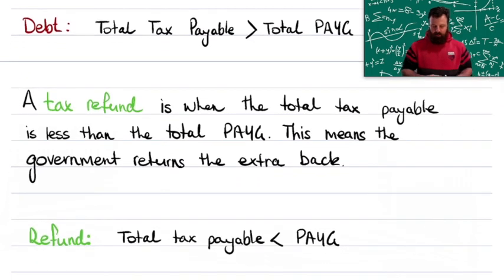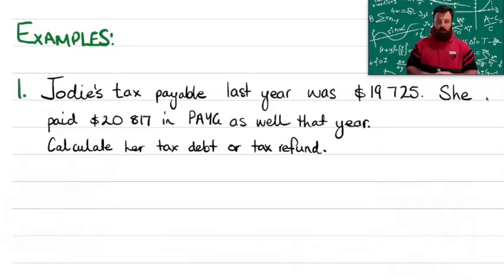A tax refund is when the total tax payable is less than what you have already paid in PAYG. That means the government has collected more tax than they should have from you, so they're going to give you some of that tax back. You get what's called a tax refund, and we can see that's when our total tax payable is less than what we've paid in PAYG. So let's jump in and look at two examples of that straight away.